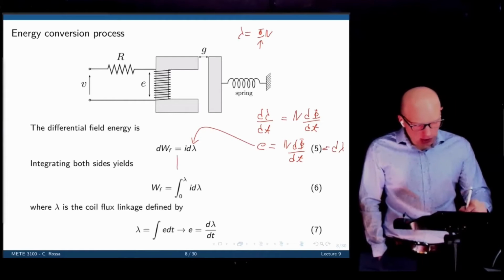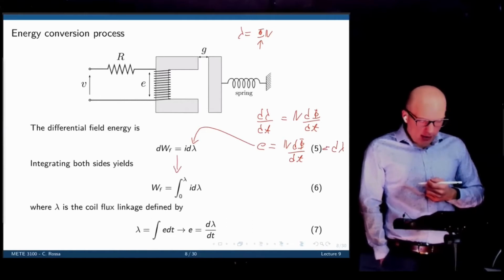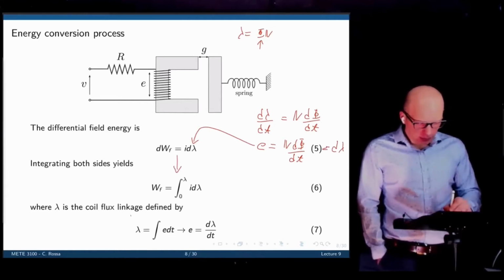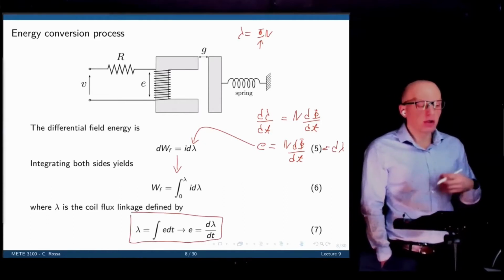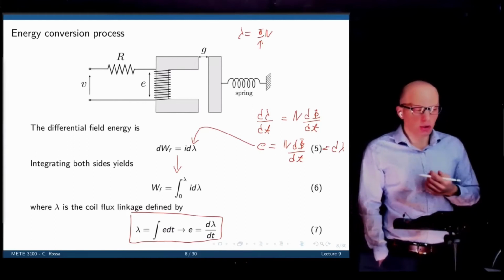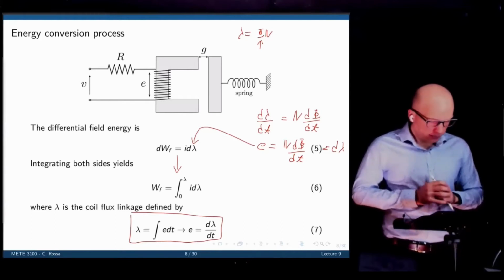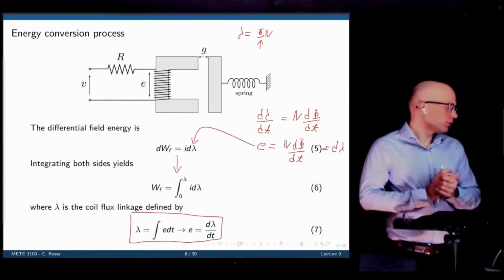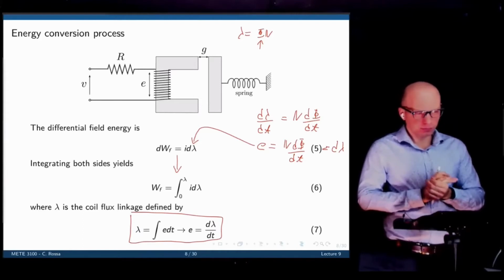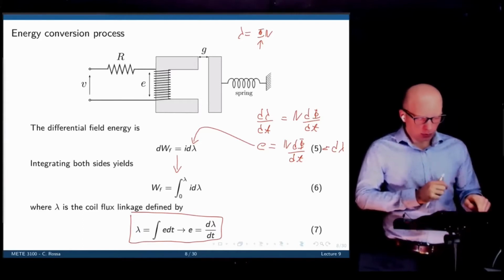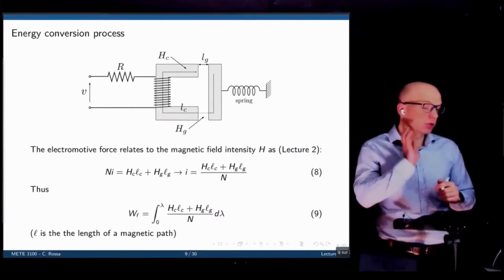Now, if you want to find the energy itself, simply take the integral of I d lambda from 0 to lambda. And again, lambda is the flux linkage, which we just defined. In this way, now we have an expression for the magnetic energy stored in the core. And you can see that we can make an analogy again with the electrical energy. Any questions so far? No? Okay. Some of these concepts we covered in lecture 2.